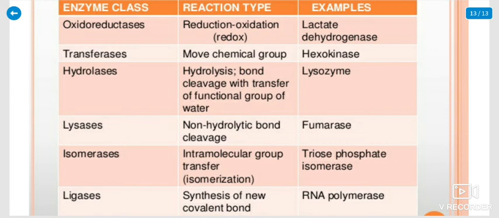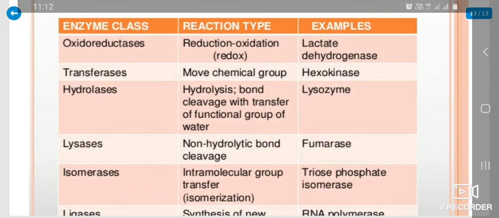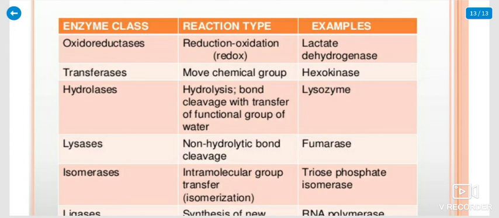And finally, one of the classifications of the enzymes is ligases. The reaction type is synthesis of new covalent bonds. The example of the enzyme is RNA polymerase. So this is the brief introduction of the classification of enzymes. Okay, so every enzyme class reacts by one of the types. Finally, the end products give the example of this classification.